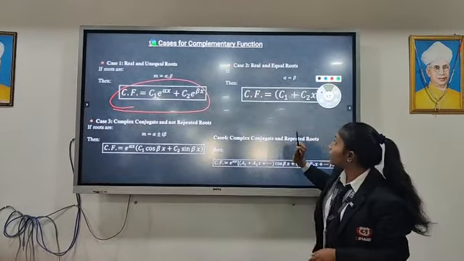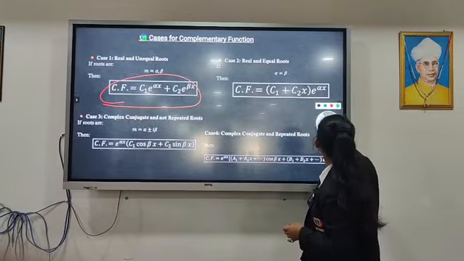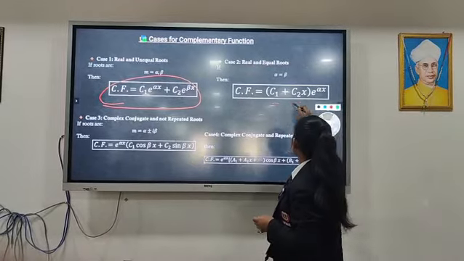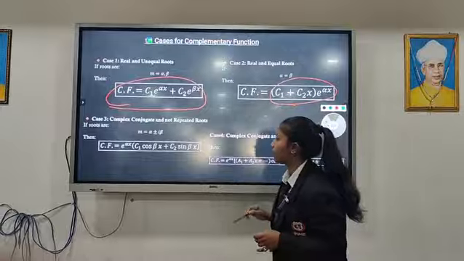Case 2, when the roots are real and equal, then the equation of the complementary function is c1 plus c2 into x, into e to the power alpha x.